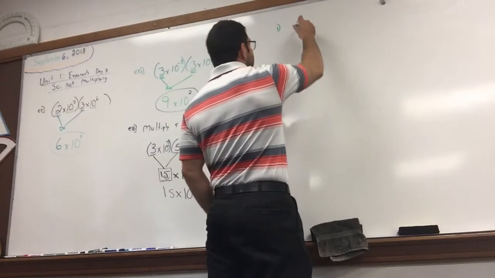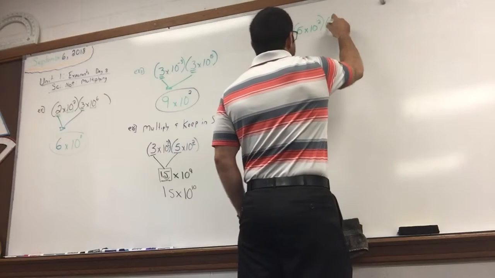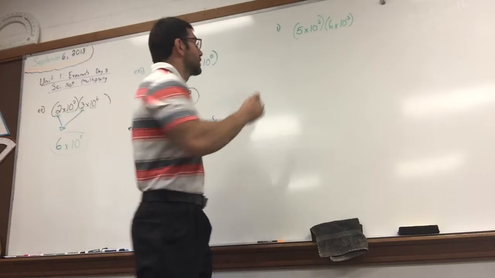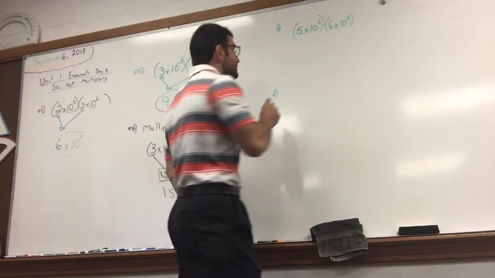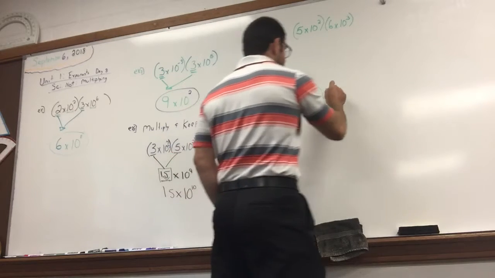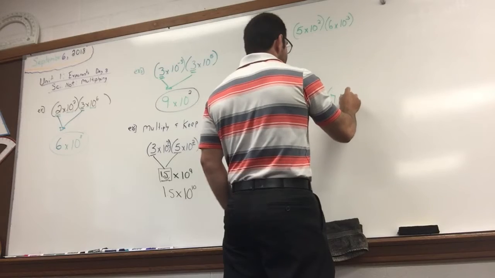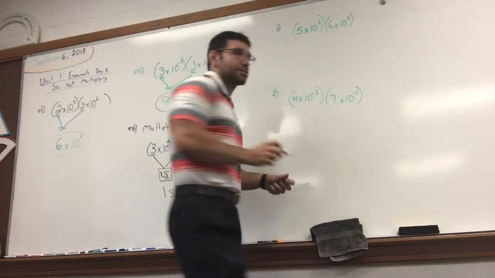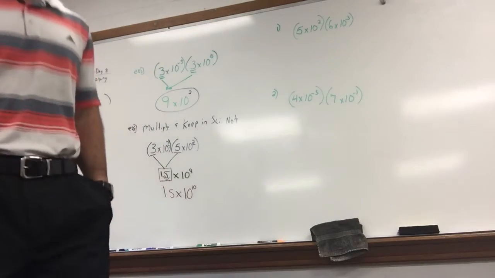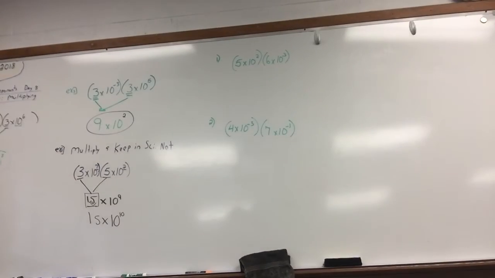So we've got 5 times 10 to the second, 6 times 10 to the third, and 4 times 10 to the negative third, 7 times 10 to the negative first. So for these two problems, keep them in scientific notation. Not only do I want you to multiply, but then keep them in scientific notation.